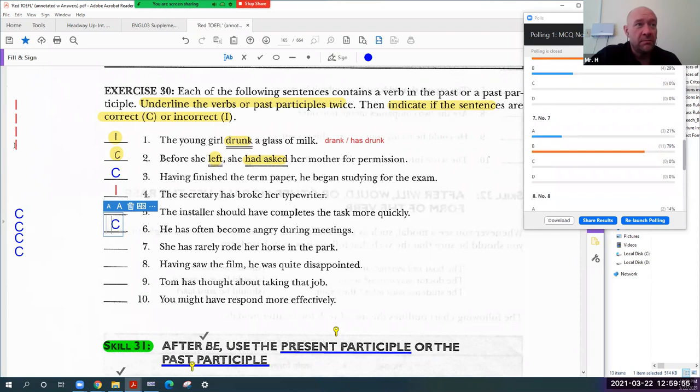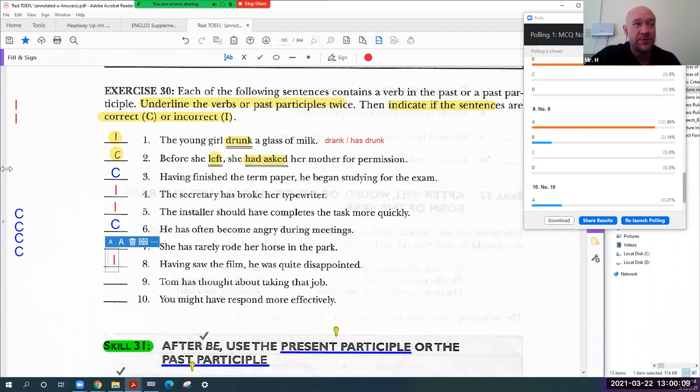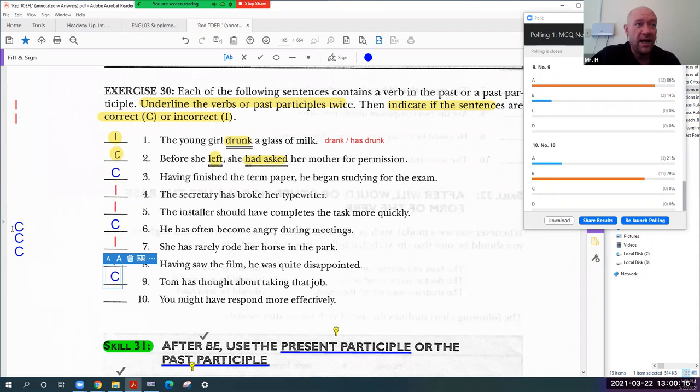Seven, most people think it's incorrect. Number seven. Eight, most people think that it is incorrect. Okay. Nine, most people say nine is correct. Okay. 10, most people think that is incorrect.